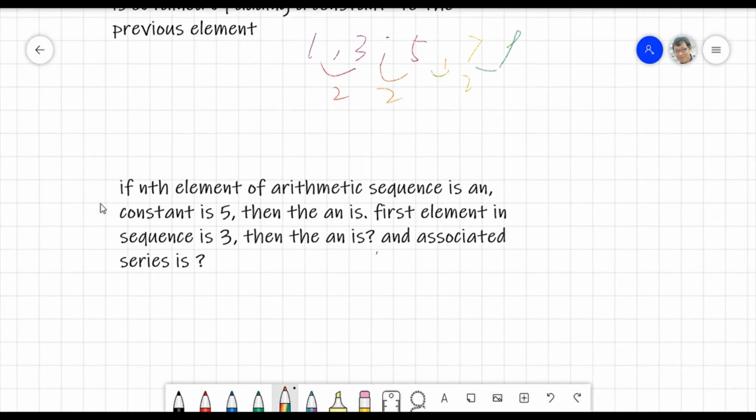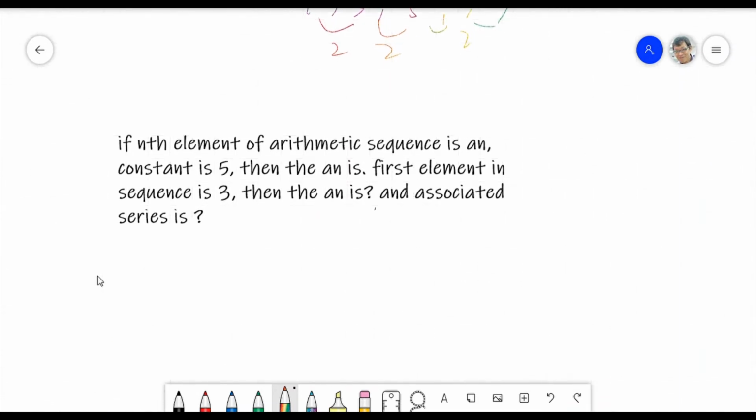This is the definition. Now let's see an example, or we deduce the formula for the nth element of an arithmetic sequence, which is an. An can be a1, a2, a3, right? So the constant is 5. So we can already know that an equals a1 plus what?